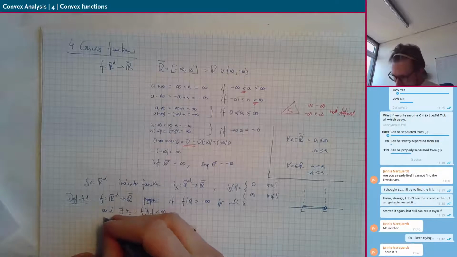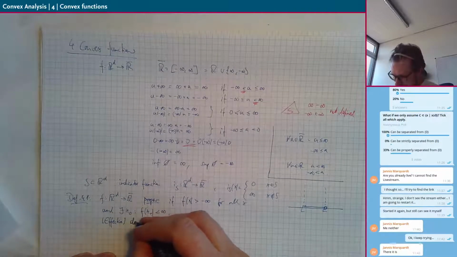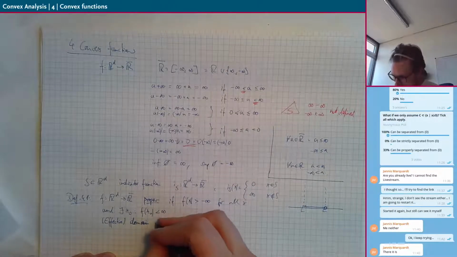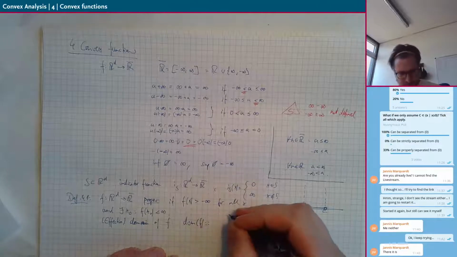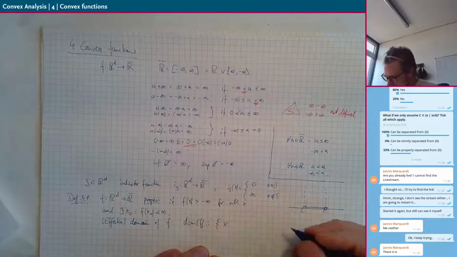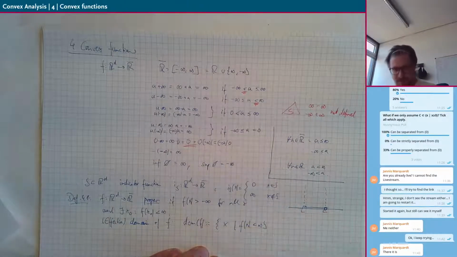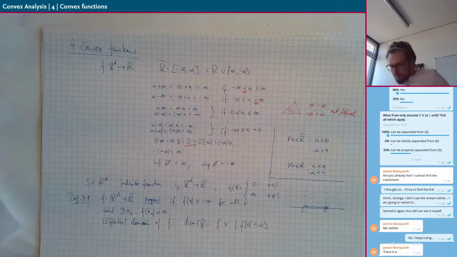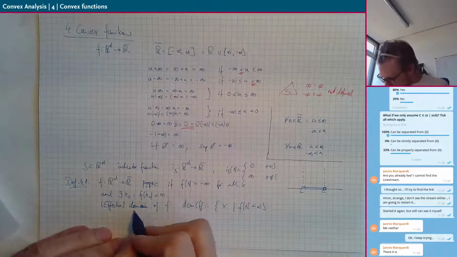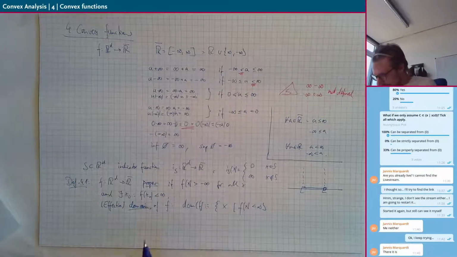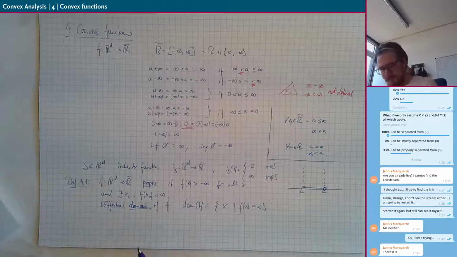Then we have the so-called effective domain. Domain of f is written by DOM as always, defined as all the points x such that f of x is not plus infinity. So we have proper, and we have the effective domain denoted by DOM. These are kind of very straightforward notions.